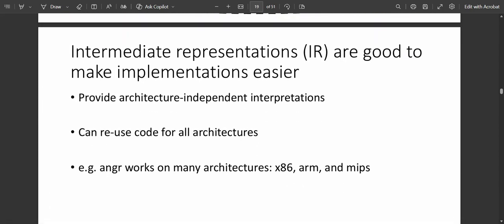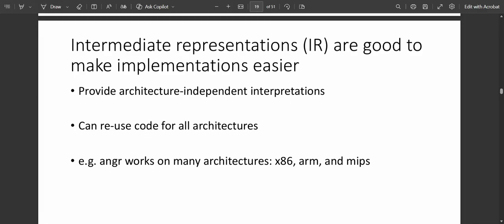The intermediate representations are good to make implementation easier because we can reuse the code as many times as we want for the architectures and provide architecture independence. For example, x86, ARM, and MIPS.